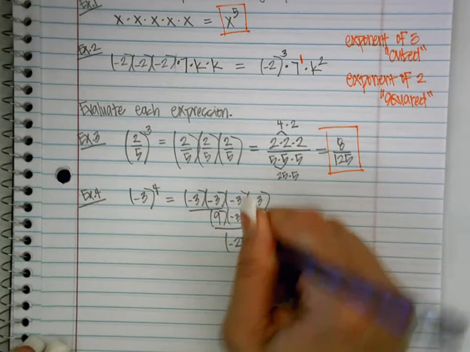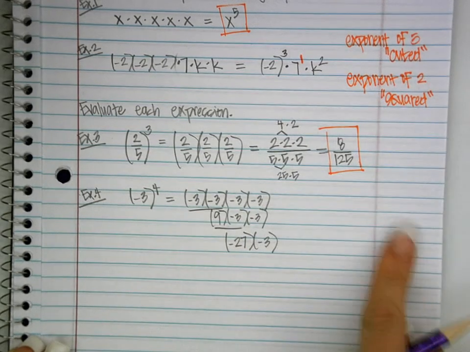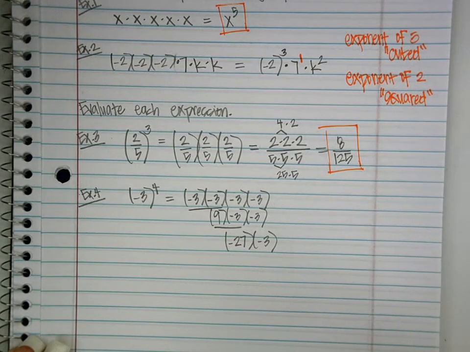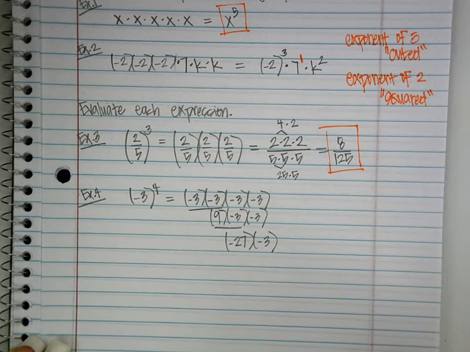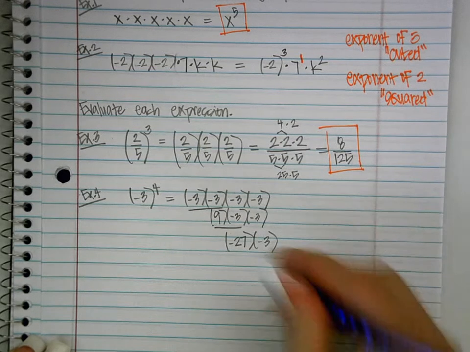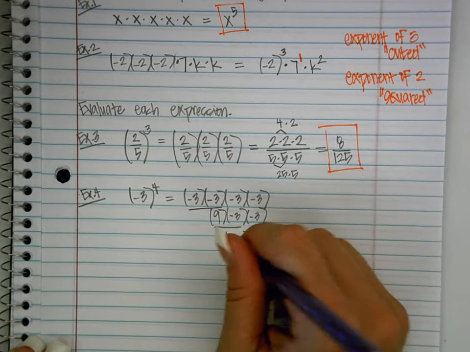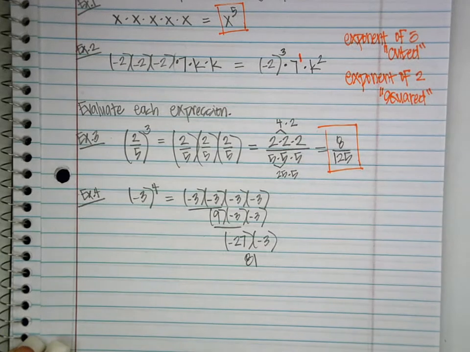-27. And bring down your last -3. You can do it on the side of your paper if you need to. What is -27 times -3? Positive or negative? Positive 81. That's your answer.